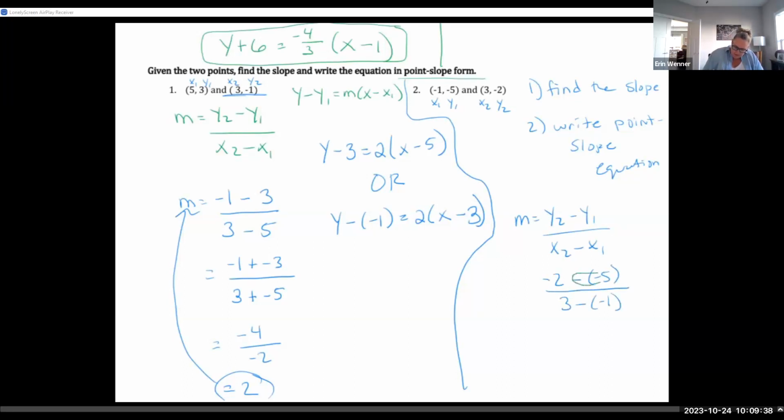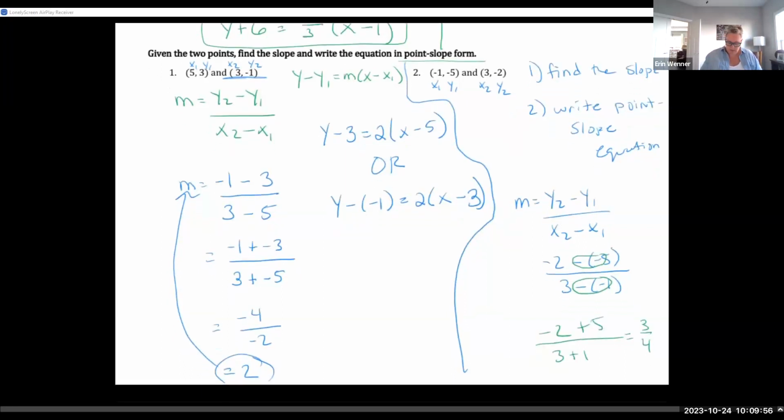So what that means is we end up with -2 plus 5 over 3 plus 1. This gives us a slope of 3/4, right? And so writing our equation, you can choose to use either ordered pair. It doesn't matter which one.